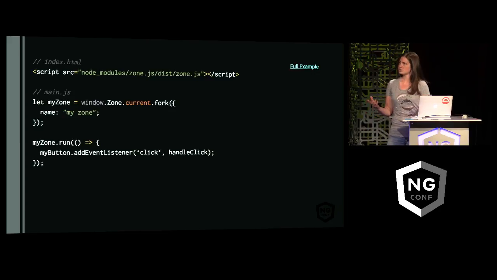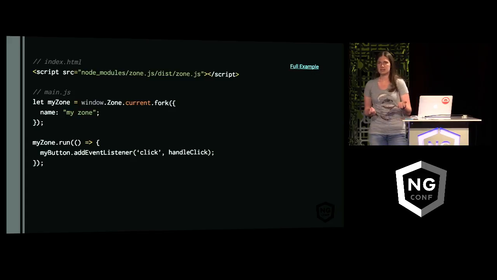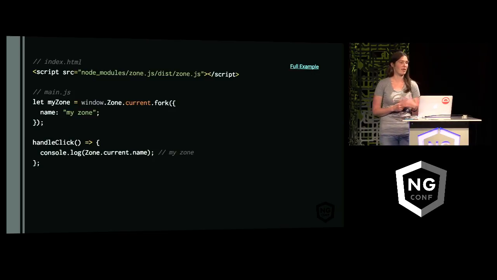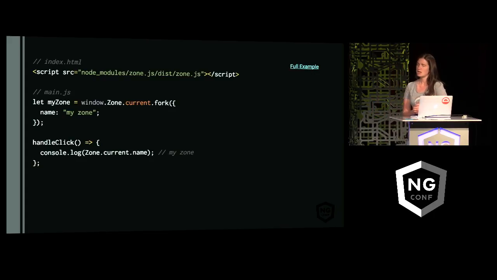Then, to actually use the zone, we need to run something inside of it. So let's add an event listener for a click handler onto a button inside of our zone. Then elsewhere in our application, we would define that click handler. And let's just log the current name of the zone. And if the click came from that handler, across asynchronous execution, we'll have the same zone name stored. So that's what we mean by zones tracking asynchronous activity across an execution context.